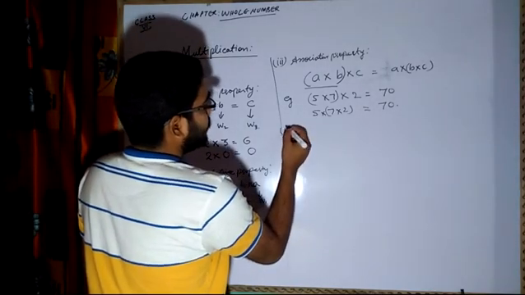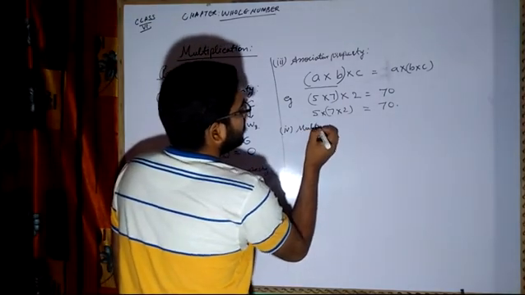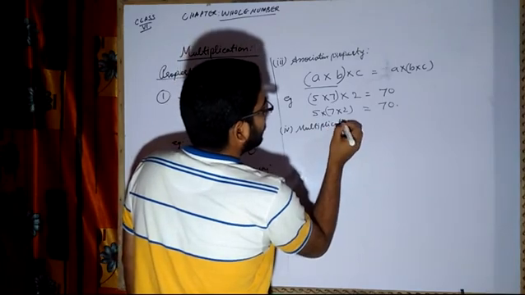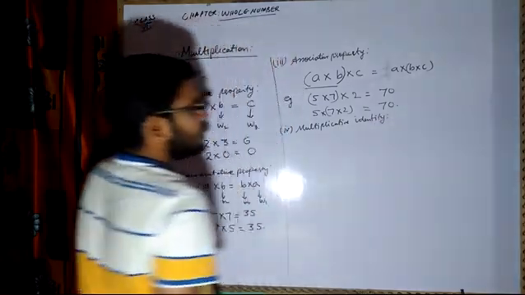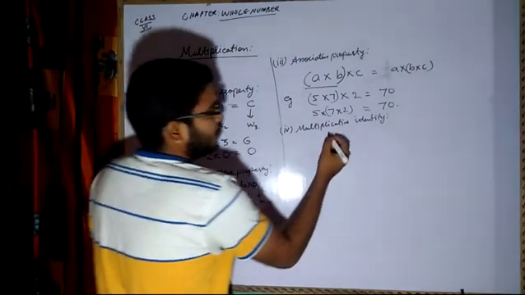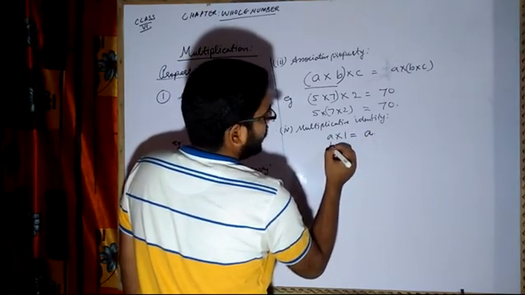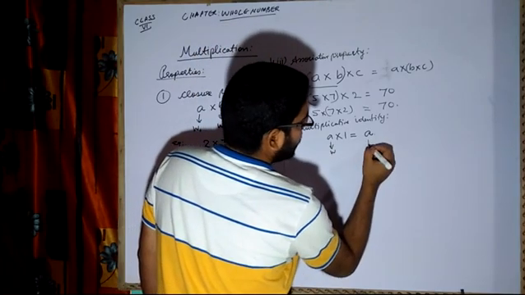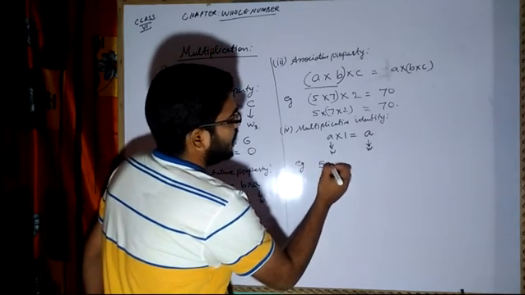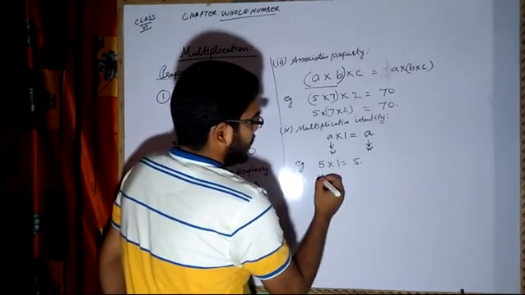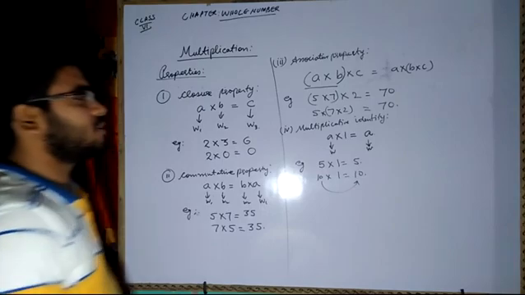Now the fourth is the multiplicative identity. What is the multiplicative identity? I have a whole number A, and when I multiply it with 1, I will always get a whole number result, which is the number itself. Understood? For example, 5 multiplied by 1, the result will be 5. 10 multiplied by 1, the result will be 10, the number itself. So this is the multiplicative identity.